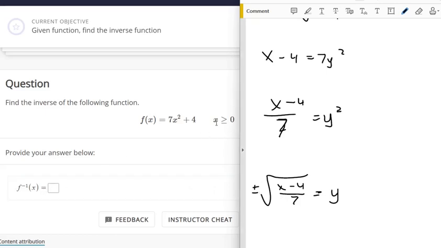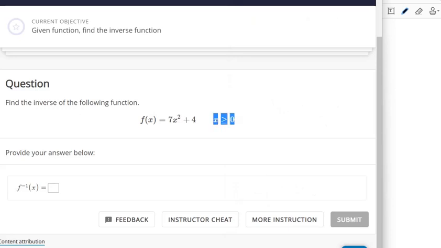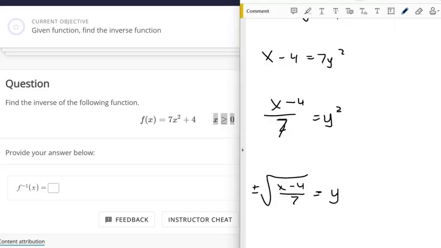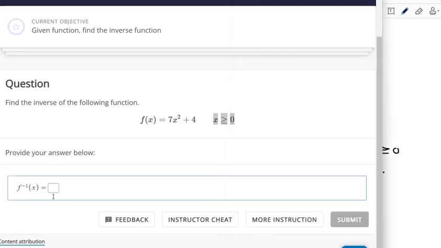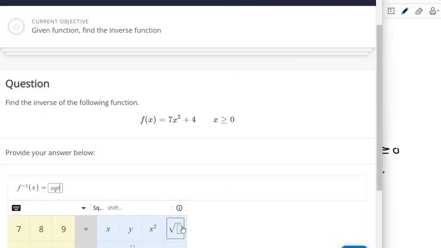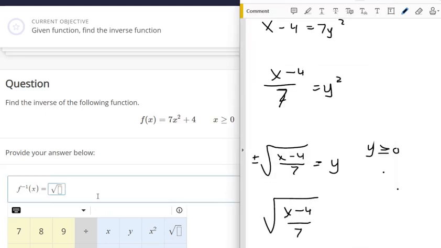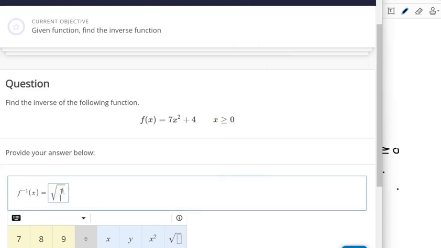And the rationale is going to come from over here. X is greater than or equal to 0, right? Inverses have their x and y values switched. So for our inverse, y should be greater than or equal to 0. So for that to happen, we got to exclude the negative possibility because that would be a negative value. That would be y less than 0. So the correct answer for this one is x minus 4 over 7 underneath the square root, like this. X minus 4 over 7, just like that.